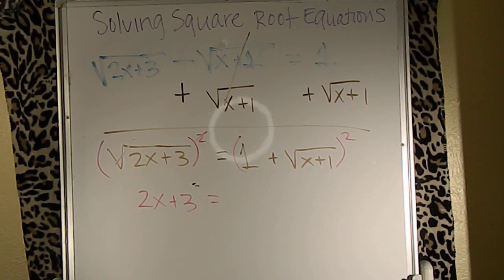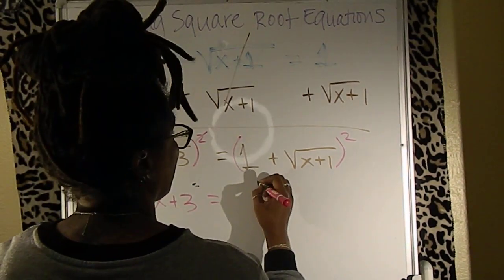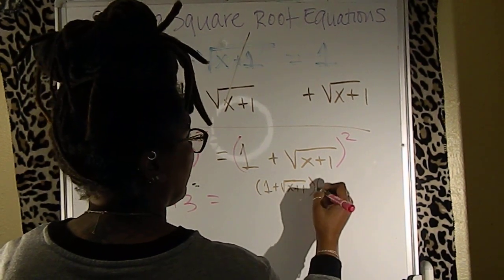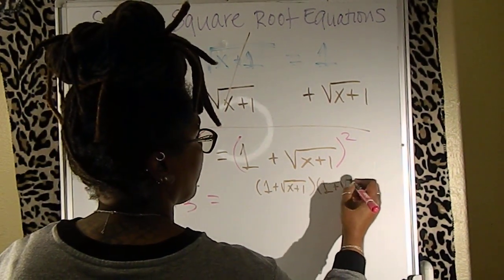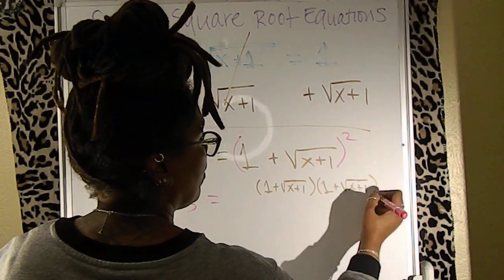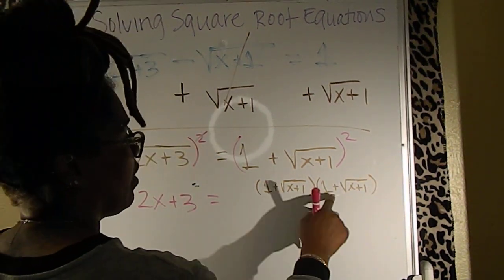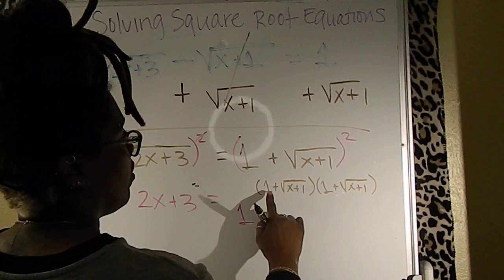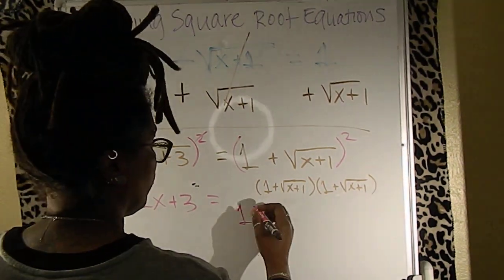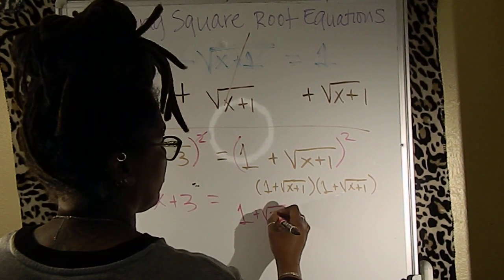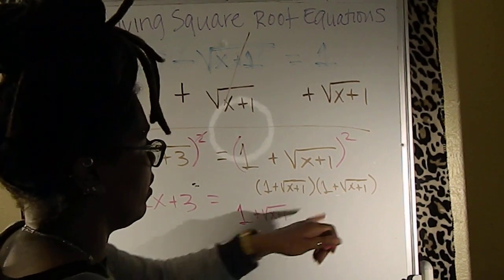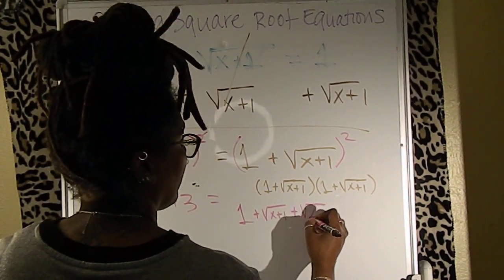Now hopefully you've already gone past that. You remember, we'll go to the side of our page and we'll FOIL that out, right? Because this is going to mean 1 plus the square root of x plus 1, times 1 plus the square root of x plus 1. So when we FOIL this out, we have 1 times 1, which is 1. Then 1 times the square root of x plus 1. They're both positive, so we have the square root of x plus 1. Then positive the square root of x plus 1 times 1 being positive, so we get another square root of x plus 1.